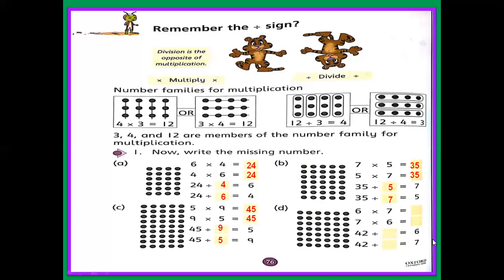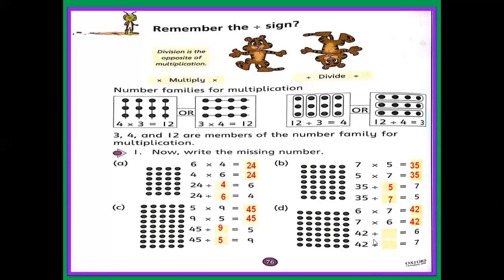The last part: 6 sevens are... read the table of 7. 7 ones are 7. 7 twos are 14. 7 threes are 21. 7 fours are 28. 7 fives are 35. 7 sixes are 42. So right here 42. 6 ones are 6. 6 twos are 12. 6 threes are 18. 6 fours are 24. 6 fives are 30. 6 sixes are 36. 6 sevens are 42. 42 divided by 6, so directly you can write 7.